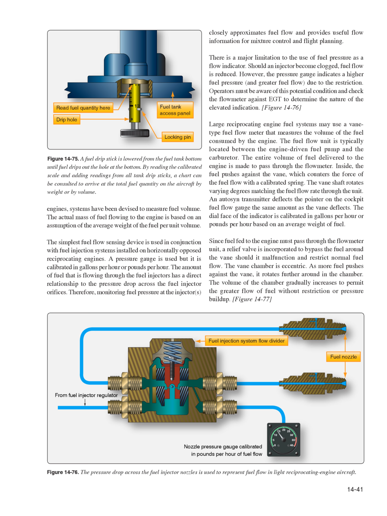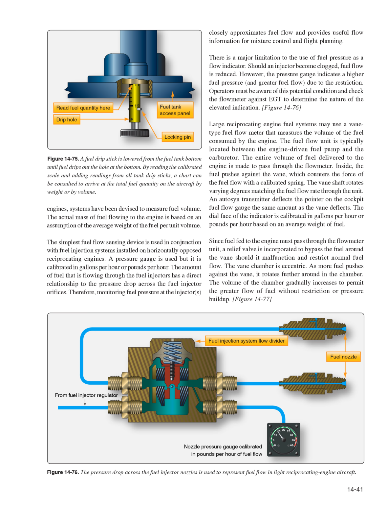Inside, the fuel pushes against the vane, which counters the force of the fuel flow with a calibrated spring. The vane shaft rotates varying degrees, matching the fuel flow rate through the unit. An autosyn transmitter deflects the pointer on the cockpit fuel flow gauge the same amount as the vane deflects. The dial face of the indicator is calibrated in gallons per hour or pounds per hour based on an average weight of fuel. Since fuel fed to the engine must pass through the flowmeter unit, a relief valve is incorporated to bypass the fuel around the vane should it malfunction and restrict normal fuel flow.